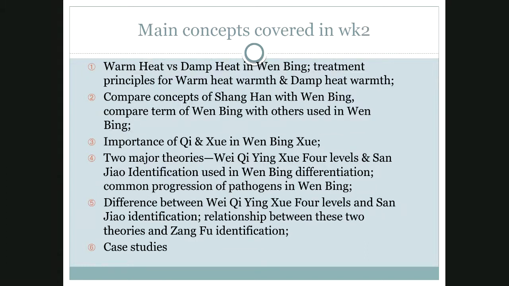In week 2, we discussed briefly warm heat and damp heat pathogens in regard to Wenbing and their treatment principles for these 2 correlated pathogens, and also briefly compared the differences and similarities between Shanghan and Wenbing. And we also discussed clearly the 4 levels in the qi and blood classifications.